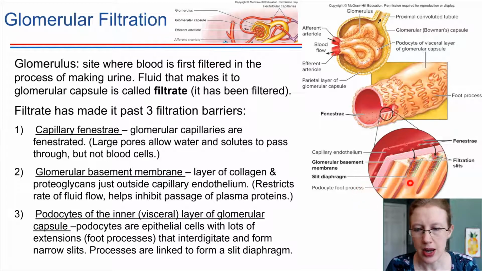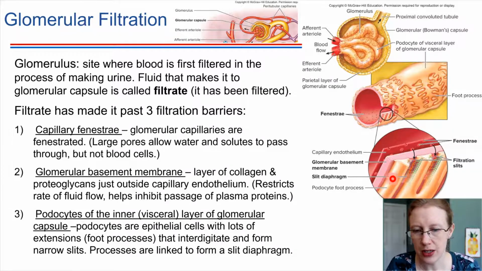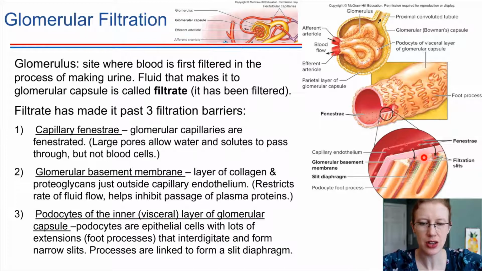Finally, the last layer right here, still talking inside of the glomerulus, has special cells called podocytes. Podocytes, so podo means feet. They have long processes like feet, really extended feet. And what those podocytes do is they lie adjacent to each other. Those long processes are adjacent to each other, and they form narrow slits. Those slits are bridged across by connections.